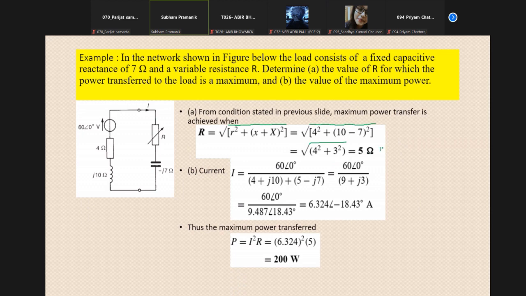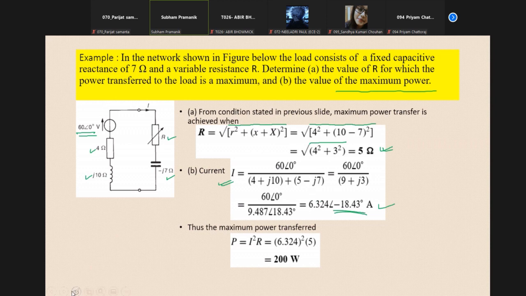So we get this value, 5 ohm. Next, the value of maximum power is also required, so we just substitute that value. We need to find the current. Current is 60 volt divided by 4 plus j10 plus R minus j7. R is 5 ohm, we just found it, so it is replaced by 5. We found the current. As I mentioned, the angle is not important.